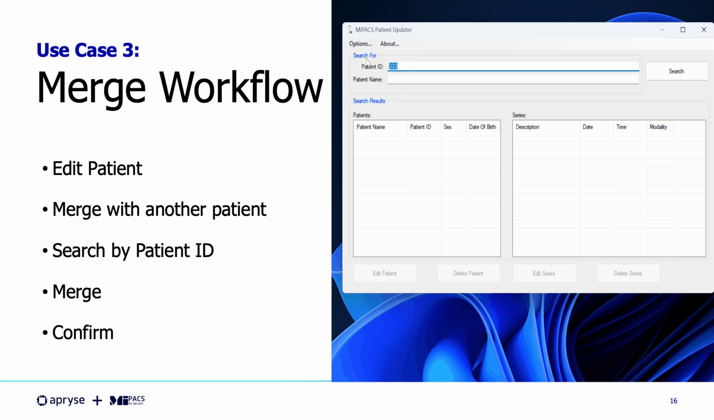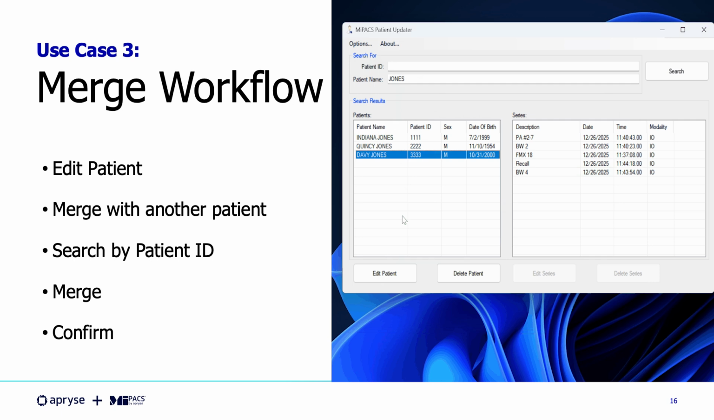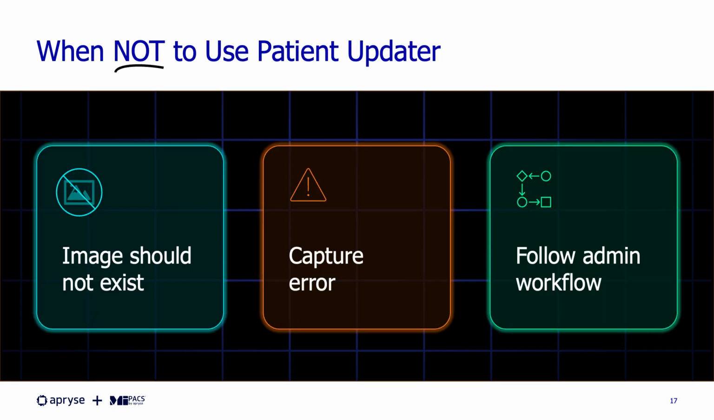To validate, search for the correct patient. Confirm all images and series are present. Confirm the duplicate patient record no longer exists. When not to use Patient Updater: the Patient Updater should not be used to remove images. If an image should not exist, follow your organization's administrative or corrective workflow.